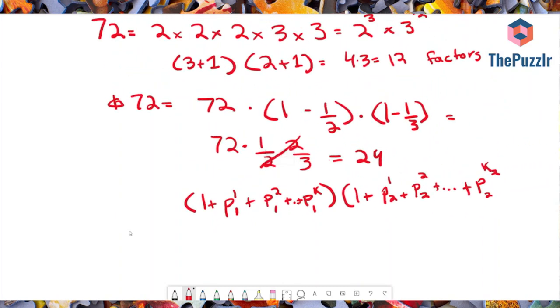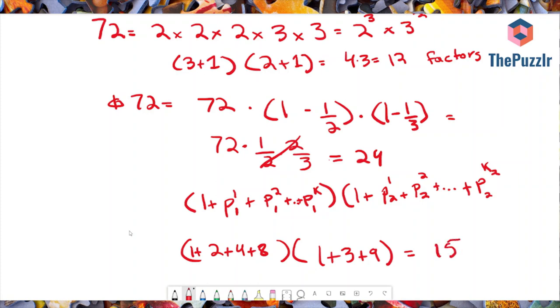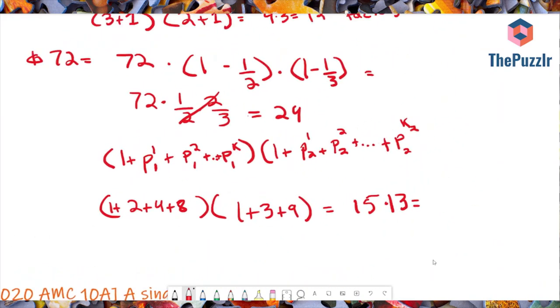For 72, we have 1, since it's 2 cubed. So 1 plus 2 plus 4 plus 8, since 8 is 2 cubed. And then for 3 squared, it would be 1 plus 3 plus 9. This gives us 1 plus 2 is 3, 3 plus 4 is 7, 7 plus 8 is 15. Times 1 plus 3, which is 4, plus 9, which is 13. 15 times 13, that's 14 squared minus 1 if you use difference of squares.